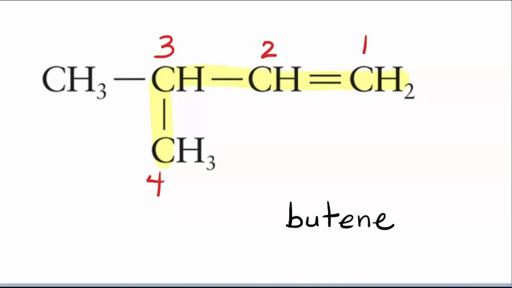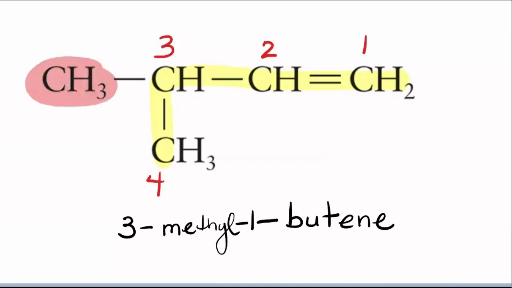The first carbon in my double bond is at position 1, and I have one substituent. So the substituent is going to be at position 3. I have a methyl group. And that is placed before the location of the first carbon in the double bond, the root, and the ending. So the name of this molecule is 3-methyl-1-butene.